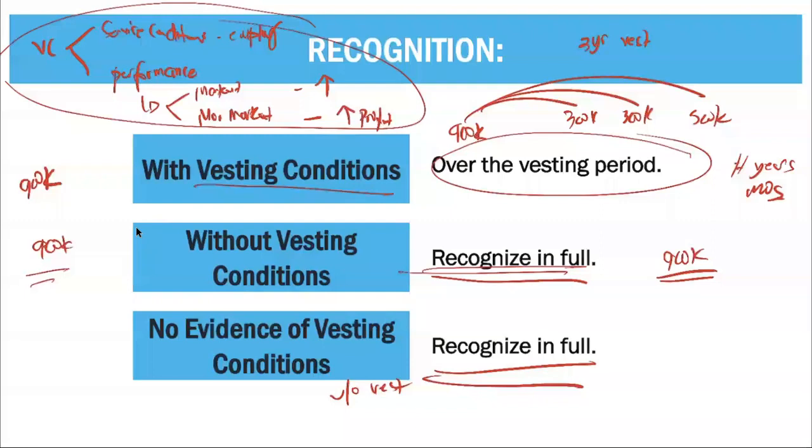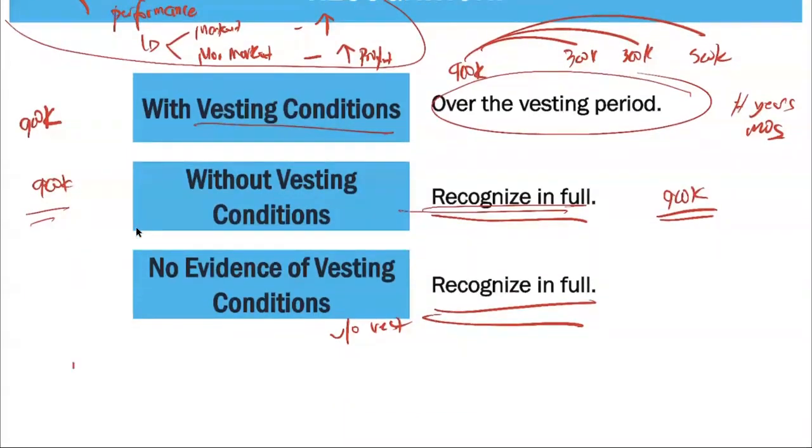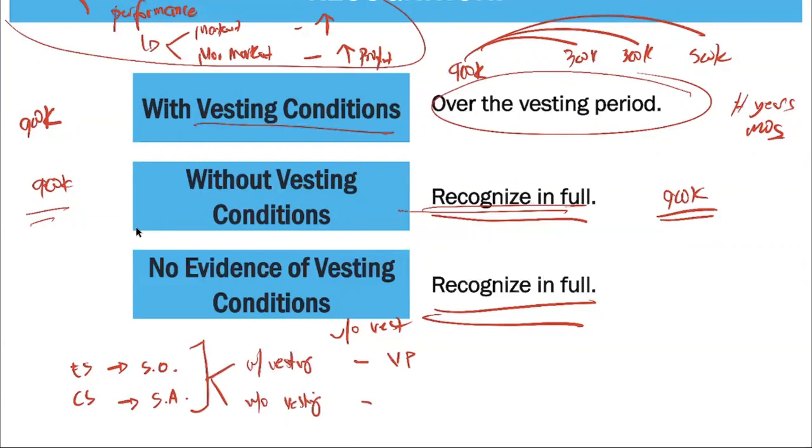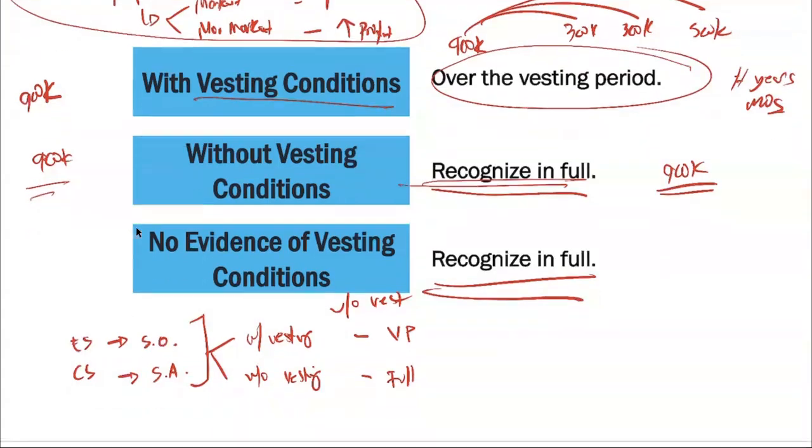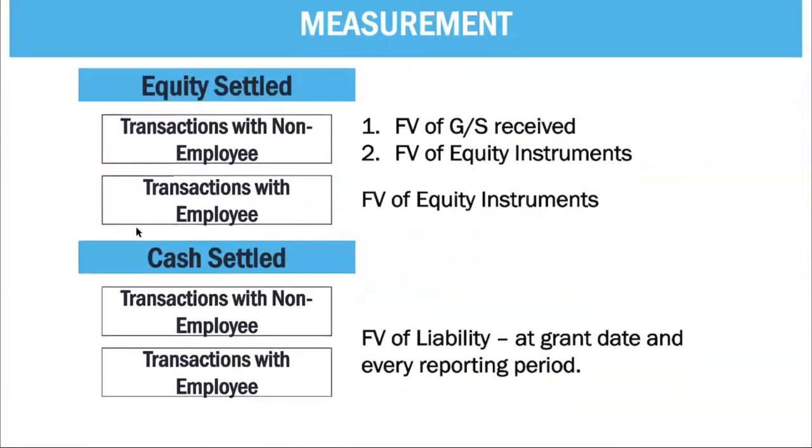So what you need to know here, after determining whether it is equity settled or cash settled: it is equity settled if you see share options, and if you see share appreciation, it is cash settled. What's next is to determine whether it is with vesting or without vesting. If with vesting, recognize over the vesting period. If without vesting, you need to recognize in full. Since you already know how to recognize a particular share-based payment, whether equity or cash settled, we look now at the measurement.